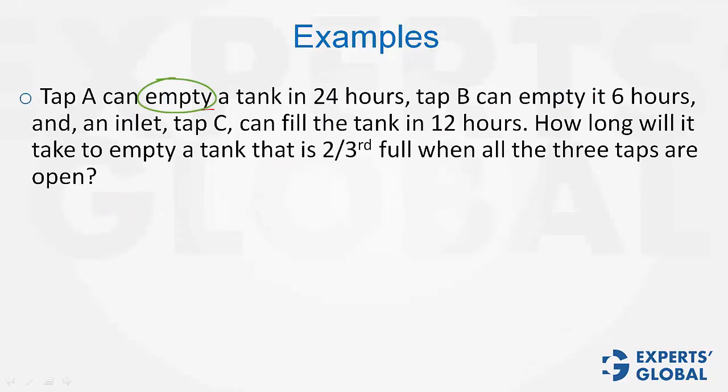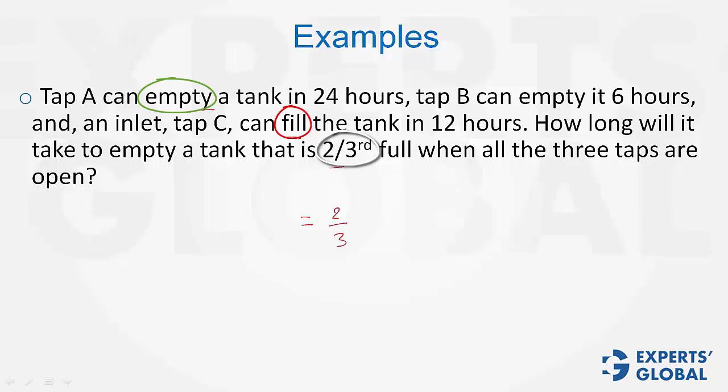Here, emptying the tank is positive work, and therefore filling would be negative work. The tank is 2/3 full, so the amount of work to be done is only 2/3. If it were to be filled while it is 2/3 full, then the amount of work to be done would have been only 1/3. So 2/3 of the tank is full and all of it has to be emptied. The amount of work to be done is also 2/3. So we will not equate it to 1 this time. We will equate it to 2/3.